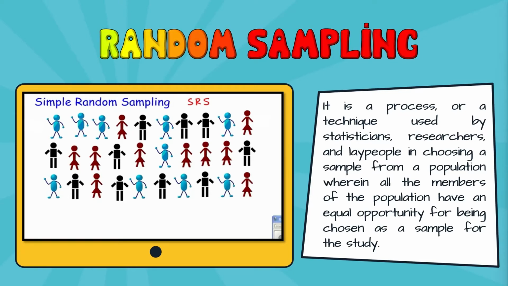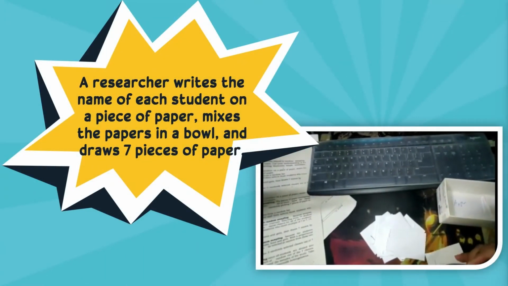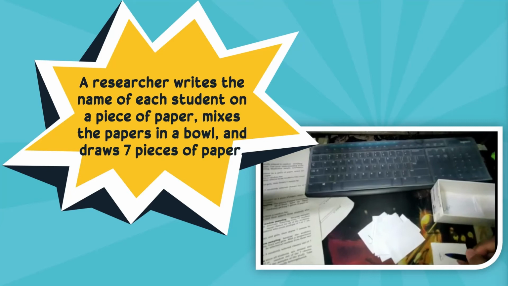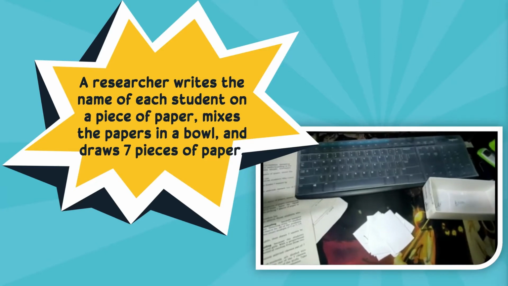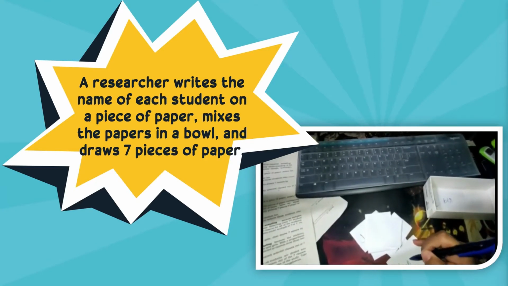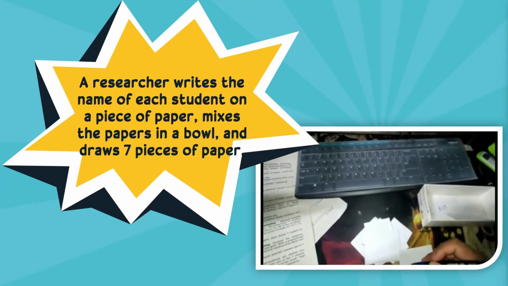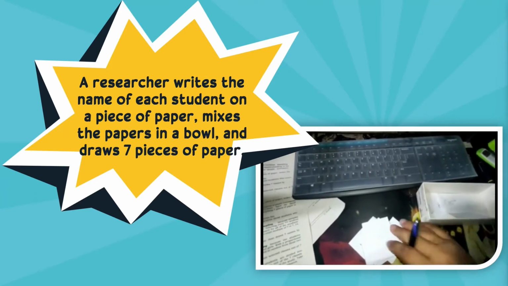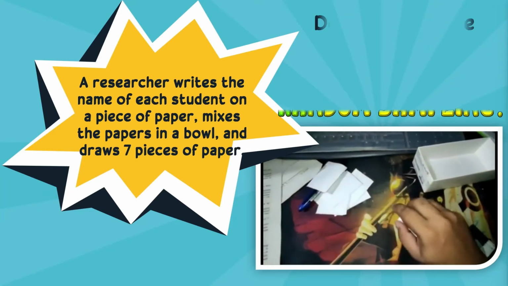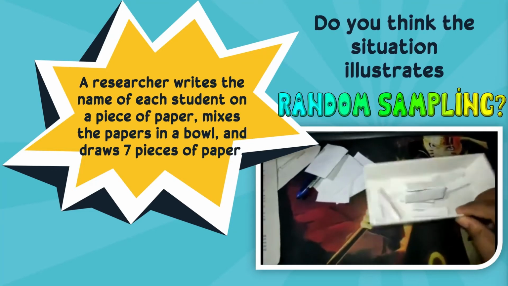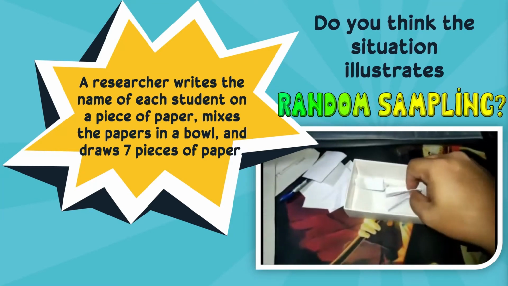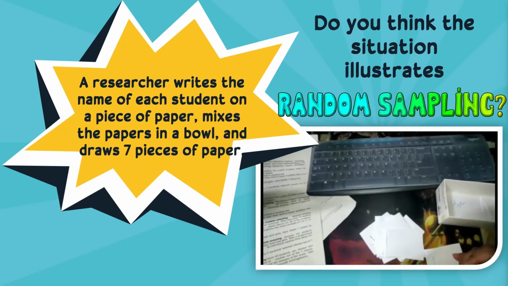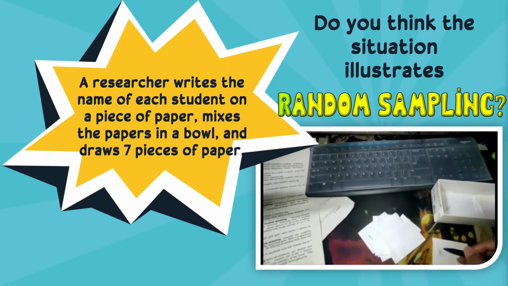This time, class, let's do the next activity. This activity will help us understand the different ways to randomly select our sample by looking at the following situations. Our first situation is, a researcher writes the name of each student on a piece of paper, mixes the papers in a bowl, and draws 7 pieces of paper. Do you think this situation illustrates random sampling? If your answer is yes, then you are correct. The first situation, class, illustrates simple random sampling.